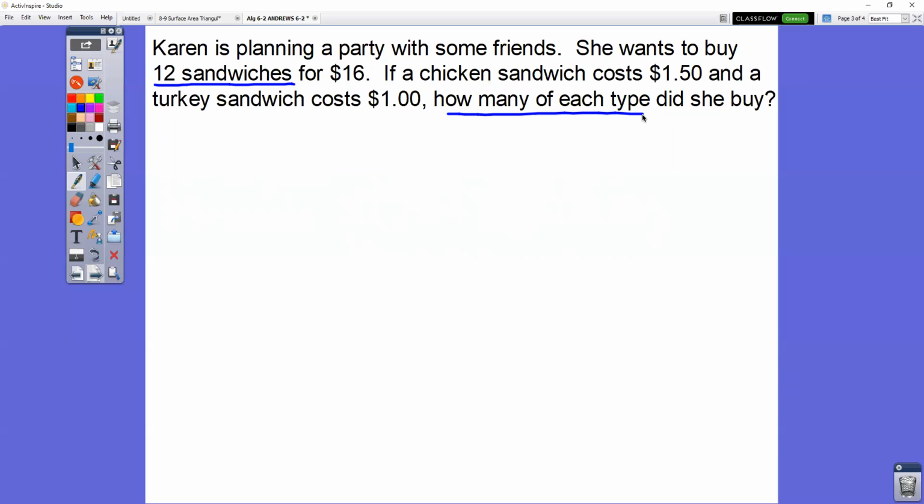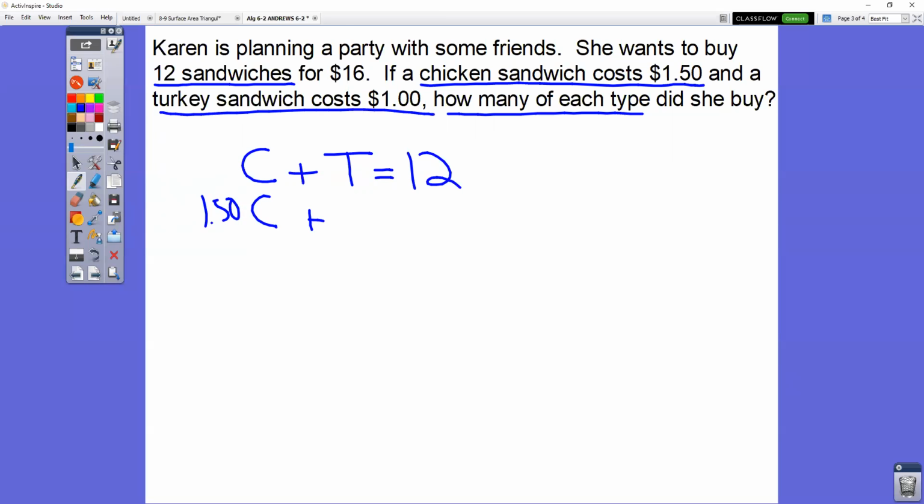So the first thing that we need to do is deal with the number of sandwiches. So however many chicken sandwiches plus the number of turkey sandwiches equals 12, because the number of chicken plus the number of turkey gives us our 12 total. Now we're going to deal with the cost. The cost of a chicken sandwich is $1.50. So 1.50C plus the cost of a turkey sandwich is $1. So plus 1T for turkey equals your total of 16.